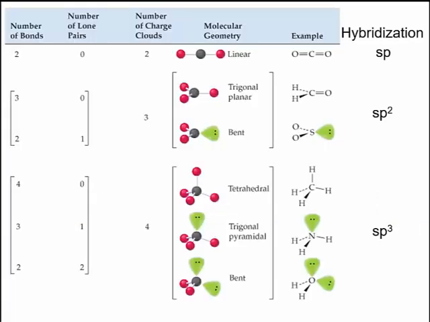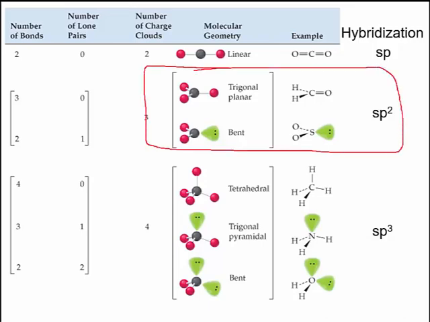So here is that same chart we saw earlier with our VSEPR shapes, right? Number of bonds, number of lone pairs, number of charged clouds, but I have gone through and added what the hybridization is for this as well. So all of our trigonal planar stuff, for example, because they're in that trigonal planar electron domain geometry, are all going to be sp2 hybridized.